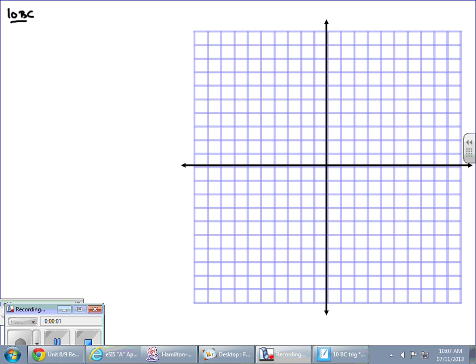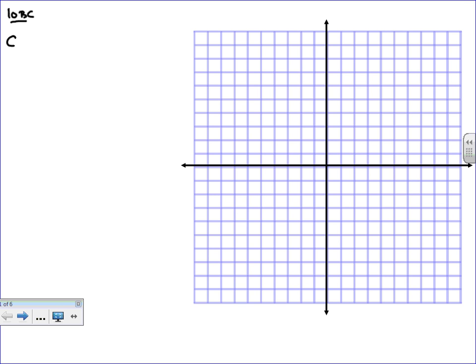So the first thing I'd like to do is graph each of the following functions. Graph each function on the interval -2 pi to 2 pi. So we're going to graph the 6 trigonometric ratios from -2 pi all the way to 2 pi.